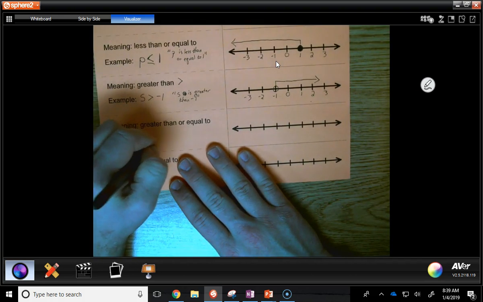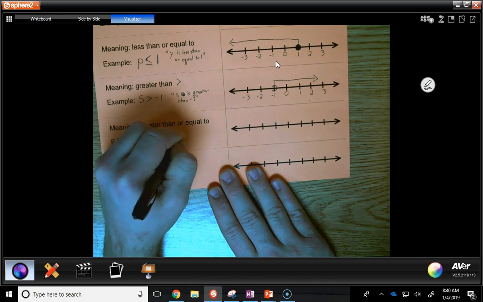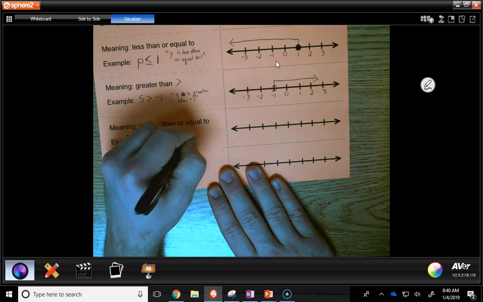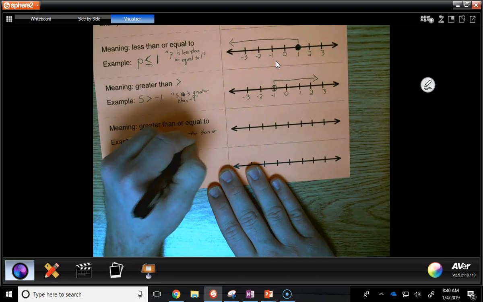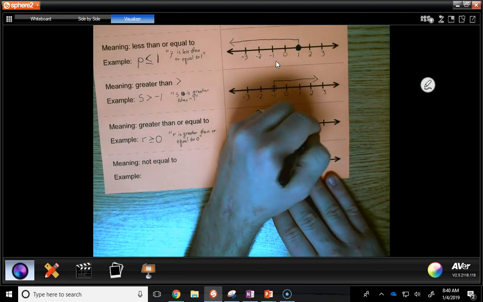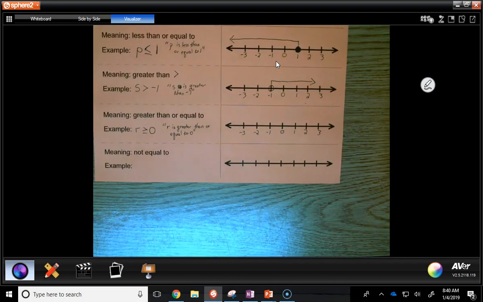Example, R is greater than or equal to 0. 0, 1, 2, 3, -1, -2, -3. I want you to go ahead and graph this one if you have that already. See if you guys did this right. Make sure on your number line that you're marking what your ticks are, or at least a couple of them.